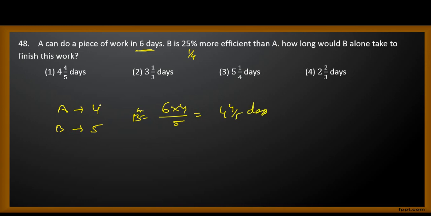What you are doing here? Assuming that A does 4 units per day and B does 5 units per day, because B is 25% more efficient than A. Why am I taking 4 here?